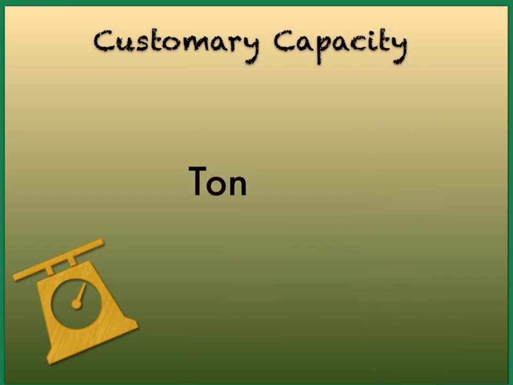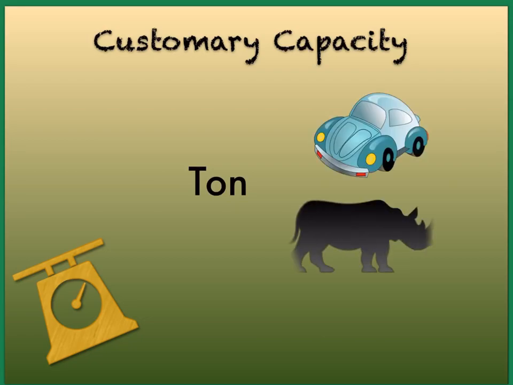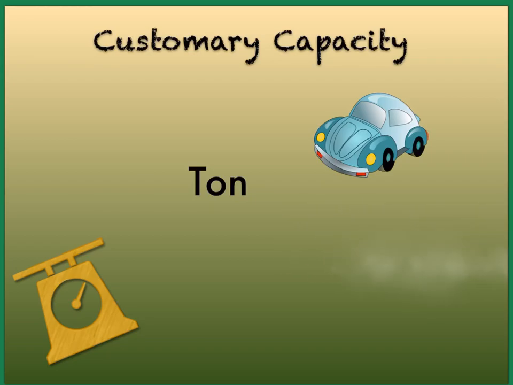The largest unit we will focus on is the ton. There is a huge jump in unit size between a pound and a ton. Some things that weigh about 1 ton are a Volkswagen Beetle and a black rhinoceros. I hope you don't run into one of them anytime soon.